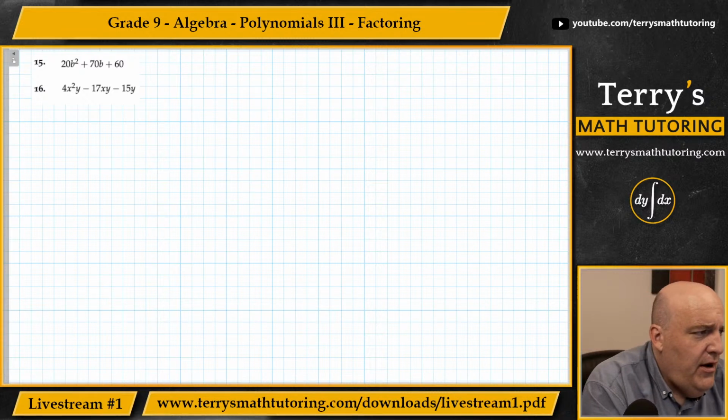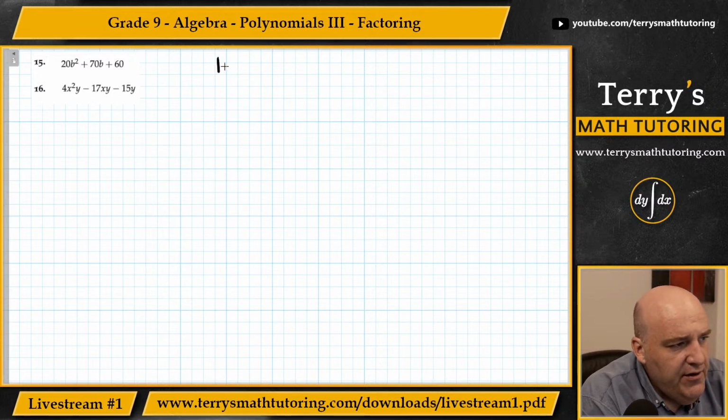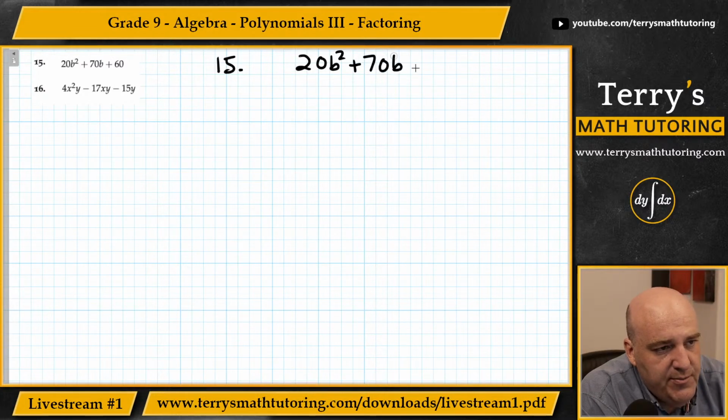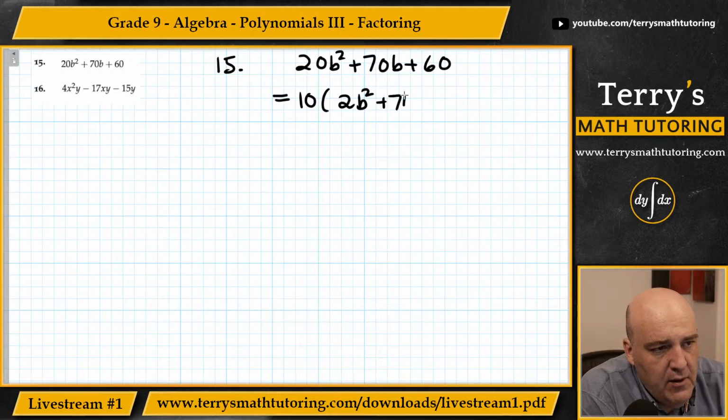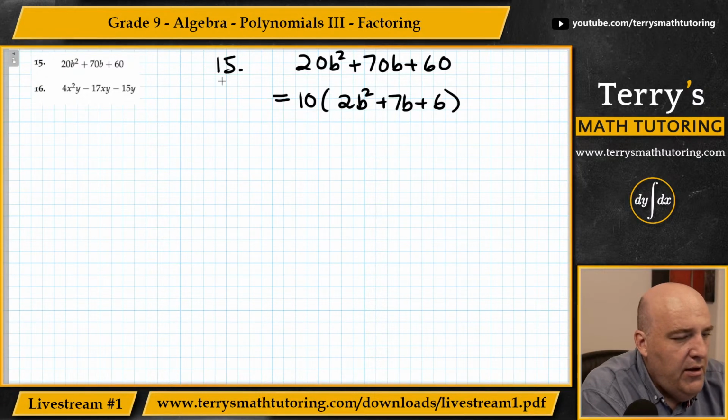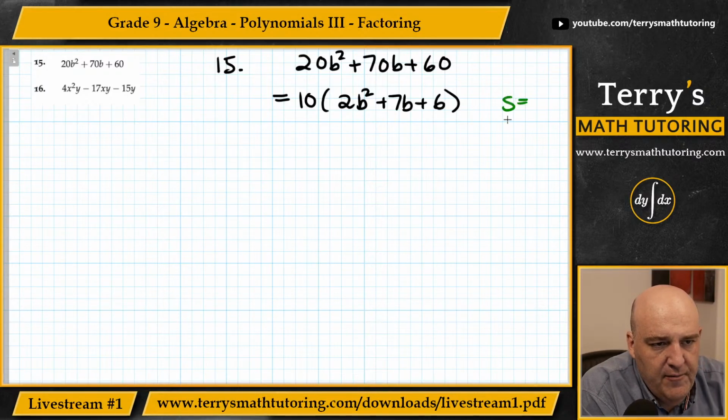So I noticed on 15 we have a common factor, and we should always pull out a common factor if possible. It's not always possible, but if you can, you should take out a common factor. And I think 10 is common here. So let's pull out a 10. And we get that.